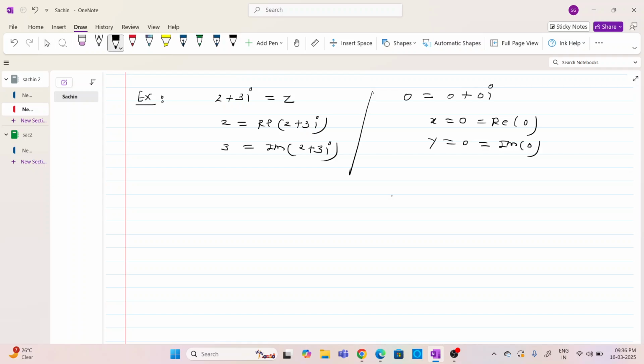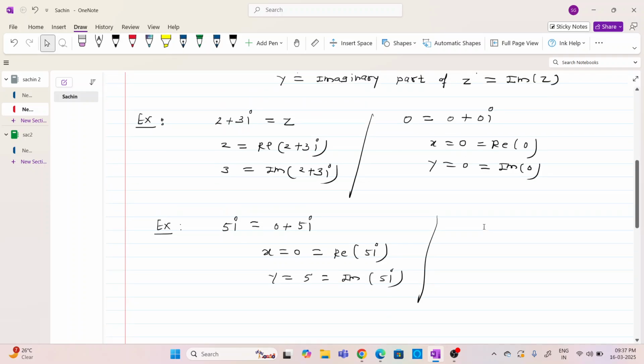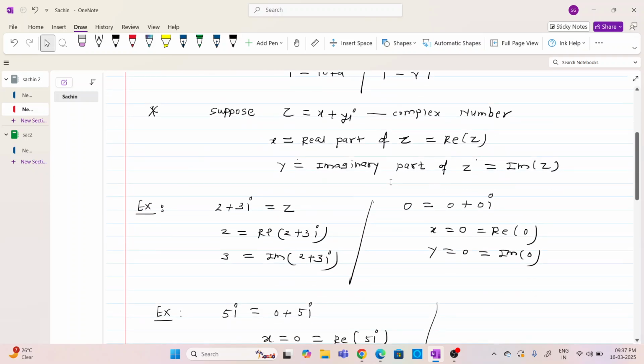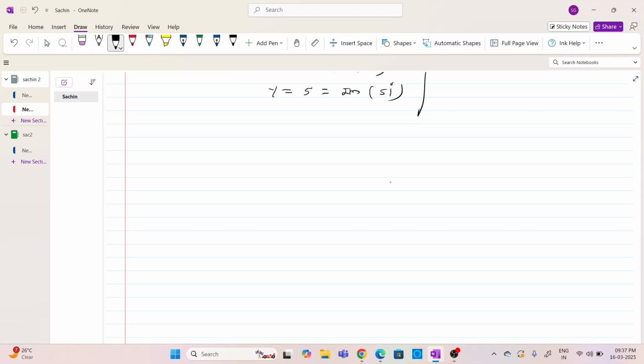See one more example. Suppose if you take 5i, so 5i is a complex number because you can express 5i in this form, 0 plus 5i. So here x is equal to 0, that is the real part of 5i, and what about y? y is equal to 5, that is the imaginary part of 5i. Okay, so this is the basic information of complex number.